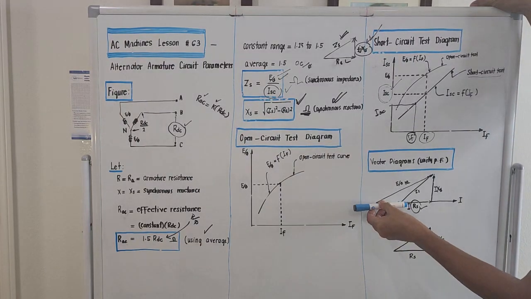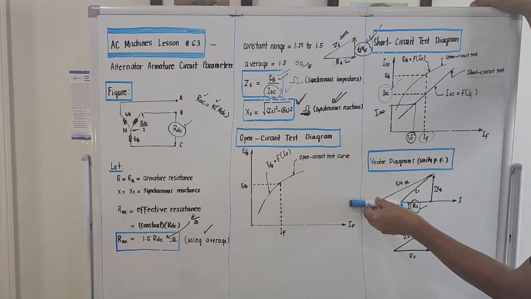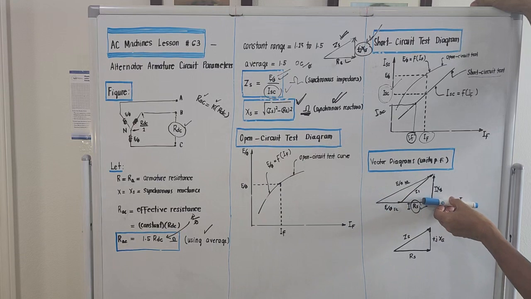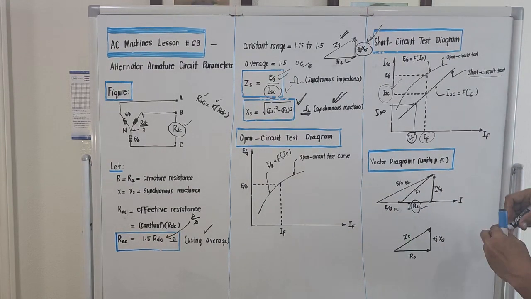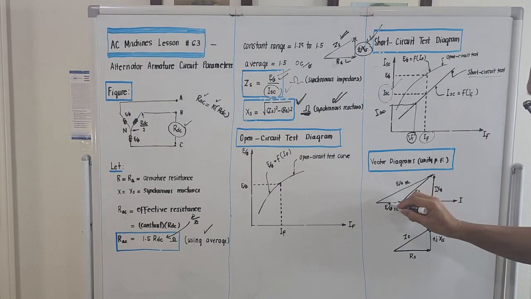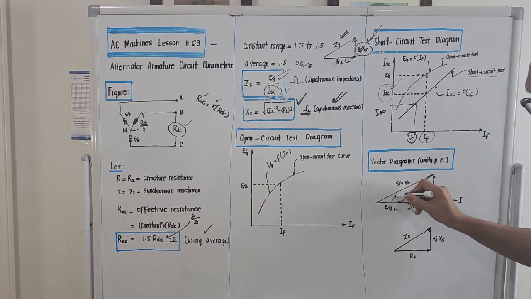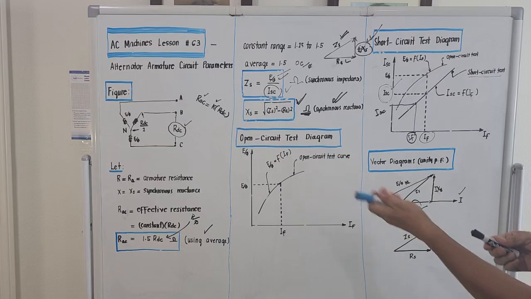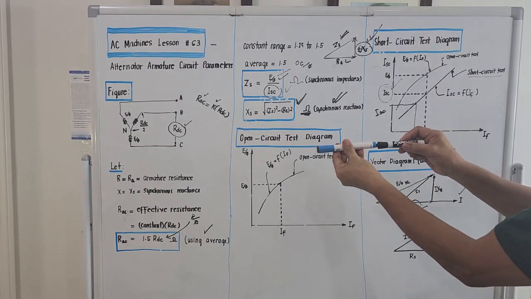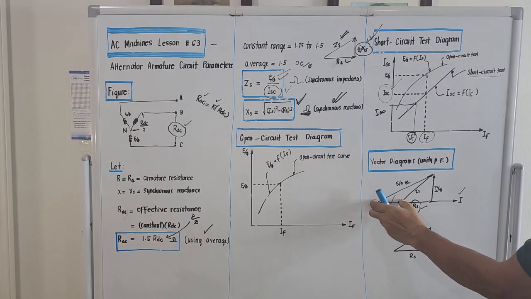The voltage per phase is at 0, and the current is also at 0. So at unity power factor, the voltage per phase and the current are in phase. If this is the voltage, this is the current, they are in phase. It is this.